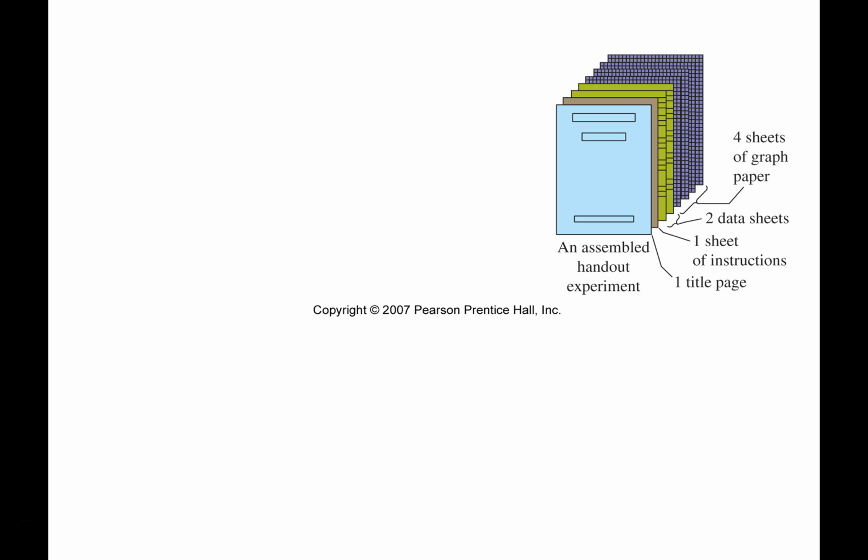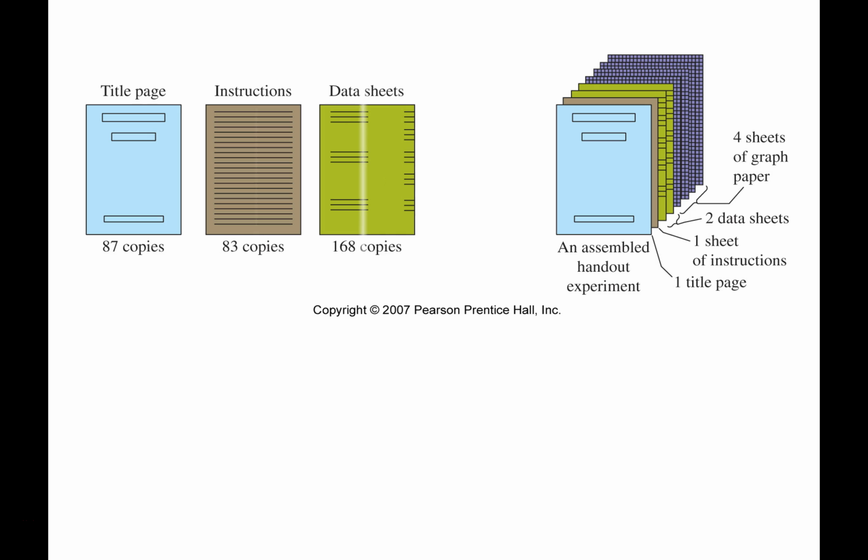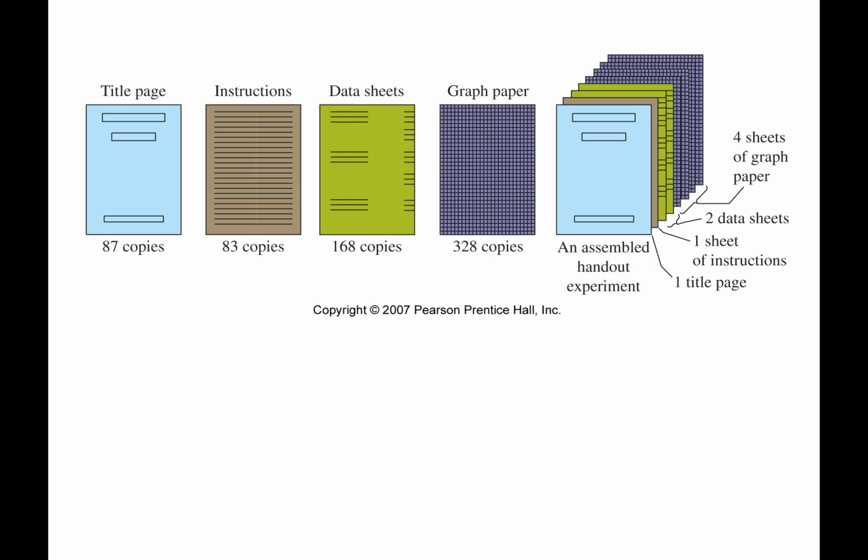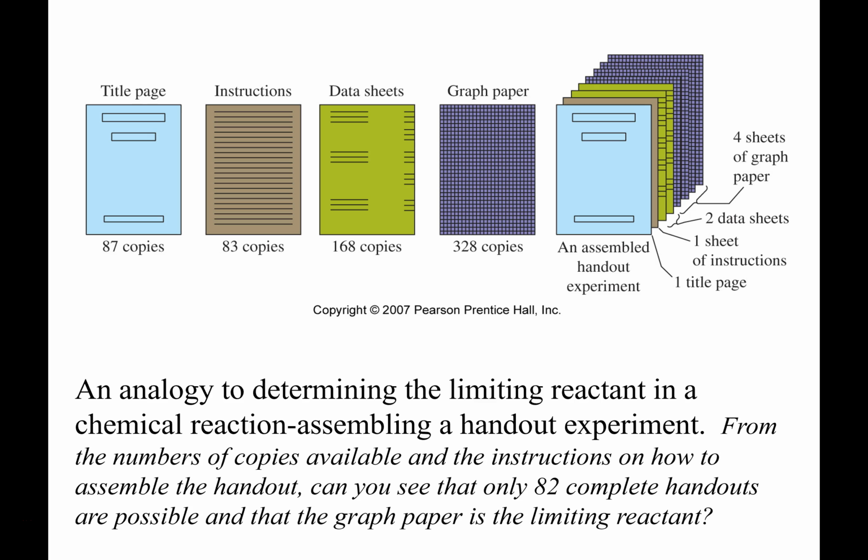I have a sheet for this one too. We are making a handout, and our handout has 4 different elements. So we need 1 title page, 1 sheet of instructions, 2 data sheets, and 4 pieces of graph paper. We want to make as many as possible.